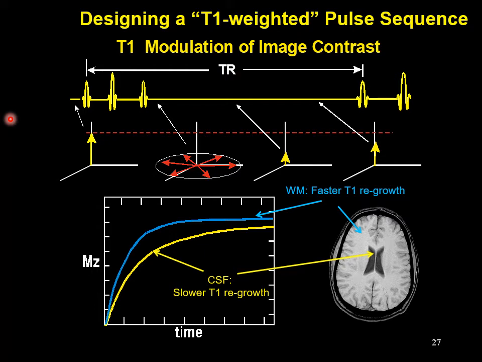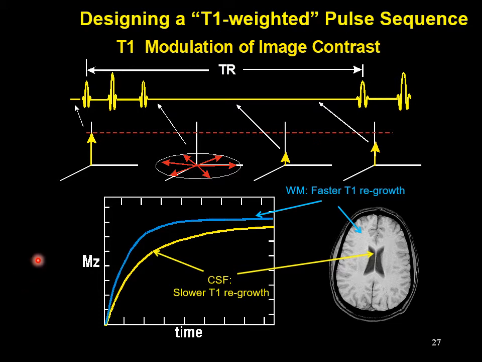The timing between these excitation pulses is called the repetition time, or TR, as is shown here. For T1 weighting, the TR should be in this range here, where the remagnetization curves are maximally separated. The typical TR to achieve T1 weighting is about 400 to 700 milliseconds, but this depends on the field strength of the MRI scanner, because T1 is linearly dependent on the field strength of the magnet. The higher the field strength, the longer the T1.